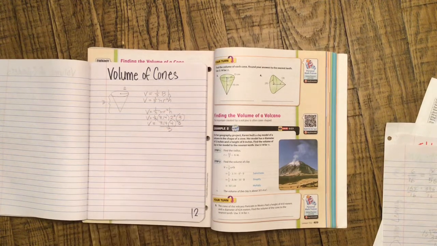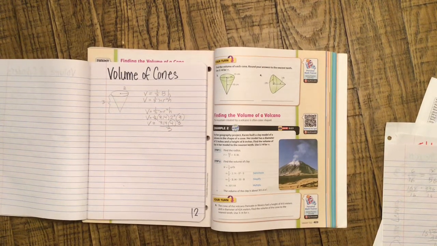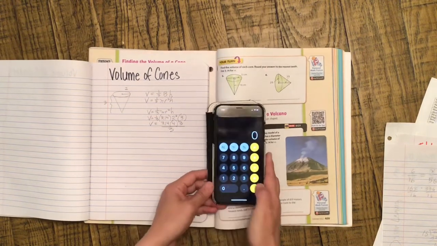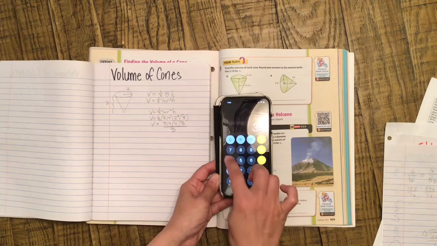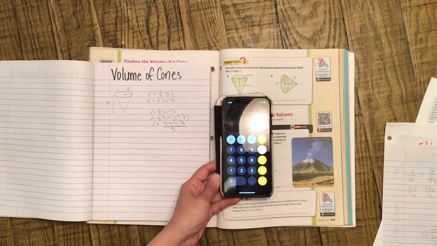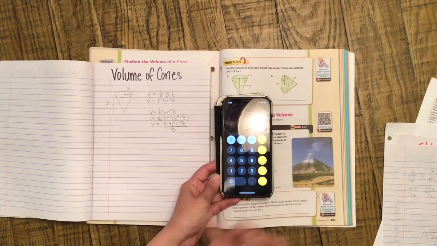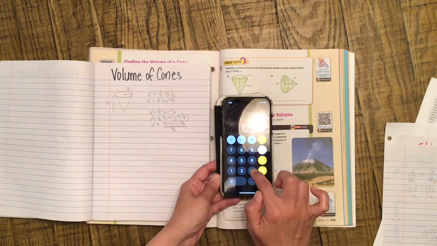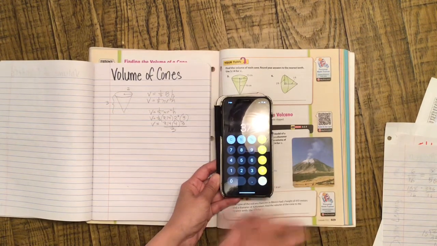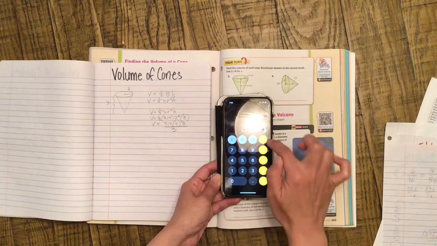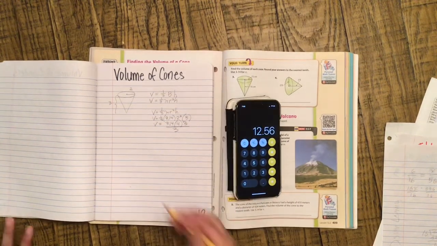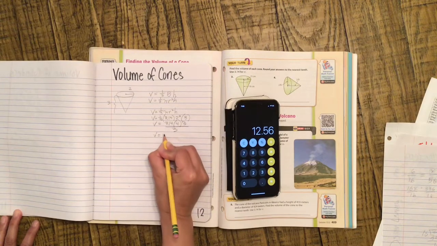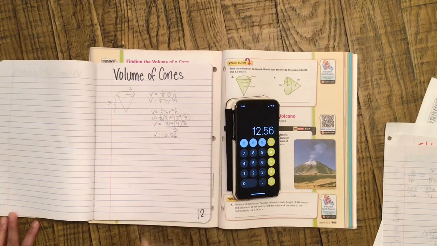Now that my volume formula is in that format, I can use my calculator, okay? So here's my calculator. I'm going to type in 3.14 times 4 times 3, which is 37.68, divided by 3 is 12.56. So my volume is 12 and 56/100.